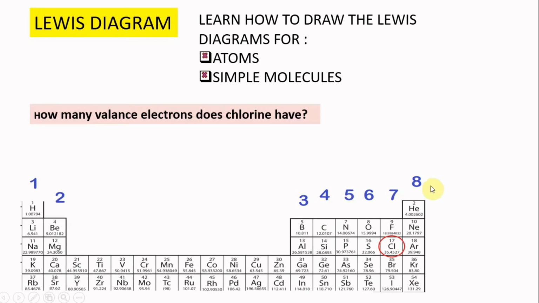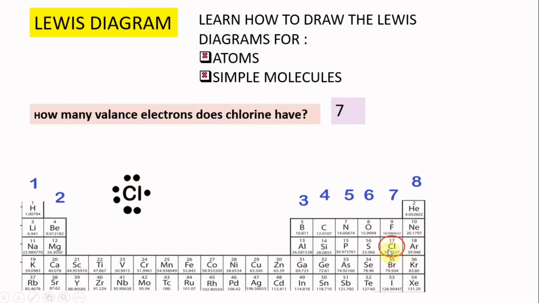Now let's look for chlorine. Did you find it? It's right here. So the answer is 7. Now with this, we can draw the Lewis dot diagram. As you can see, I represent the element with Cl. I use the element symbol, and then I draw the dots. 1, 2, 3, 4, 5, 6, 7.